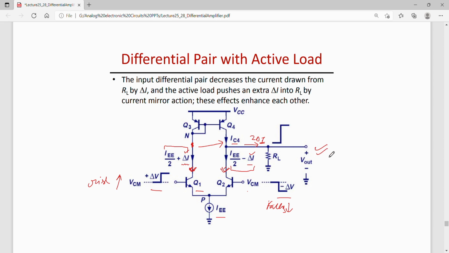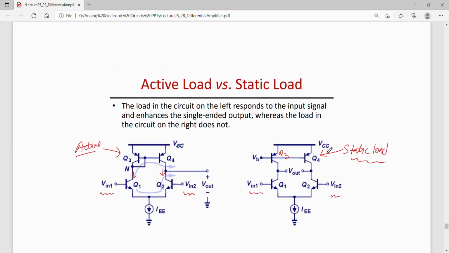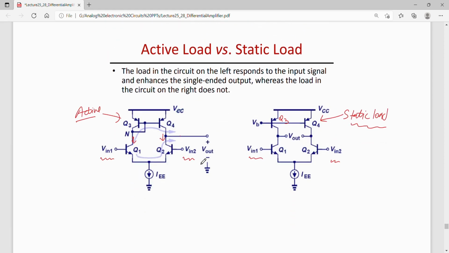However, in the case of a static load, any small change in the input will not affect the current on the collector of these two transistors. So the differential output will be 0 in this case if Vin1 and Vin2 are the same. So this load does not respond to any change in the input. Active load responds to the changes in the input.